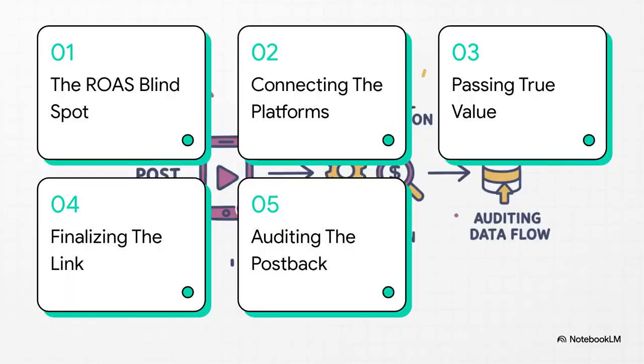All right, here's our game plan for this walkthrough. We're going to start by really nailing down that blind spot. Then we'll connect the platforms and configure them to pass true conversion value. After that, we'll lock in the tracking link, and maybe most importantly, we'll audit the data flow to make absolutely sure everything is firing perfectly.